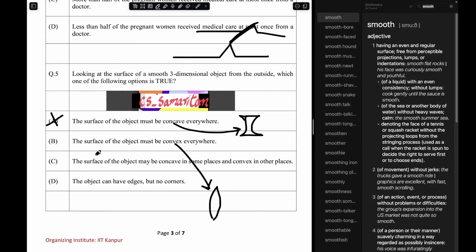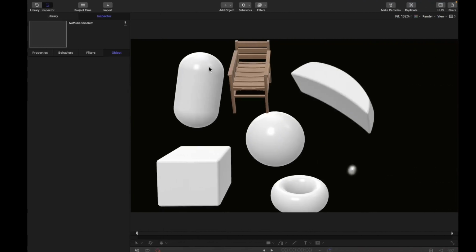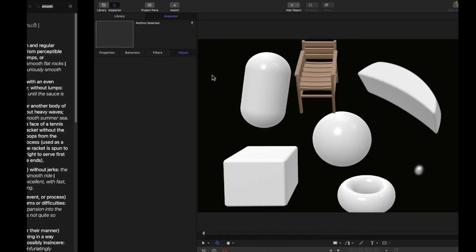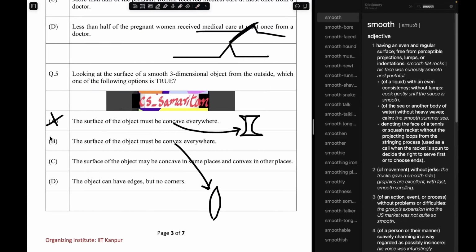Now let's get back here. They are saying that the surface of the object must be convex everywhere. So they are saying that the simple assumption that it is a smooth 3D object would directly lead us to the conclusion that every single point is convex. That means it is a sphere. No, that is simply not true, because a smooth 3D object need not necessarily be a sphere. It could even be a capsule, as it is present over here, right? So this is not true.